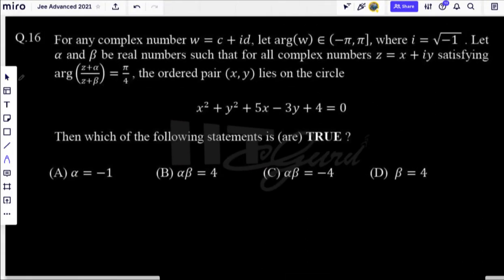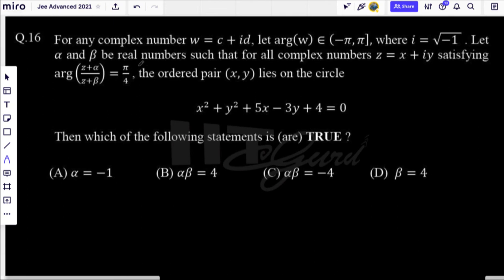Okay, this is another question, question number 16. It belongs to complex numbers. The question is given for any complex number w equal to c plus id, where argument of w belongs to the interval minus pi to plus pi, left half open, right closed, where iota is under root minus 1. Let alpha and beta be real numbers such that the complex number z equal to x plus iota y satisfies argument of (z plus alpha) upon (z plus beta) equal to pi by 4.